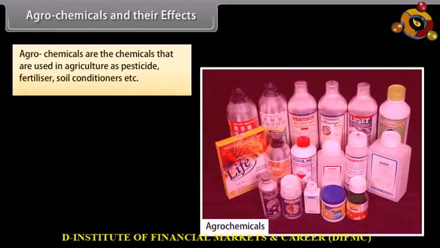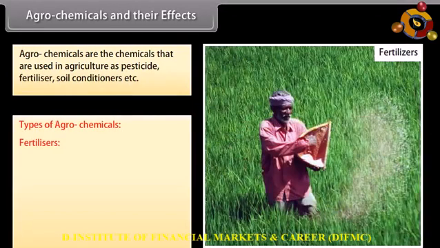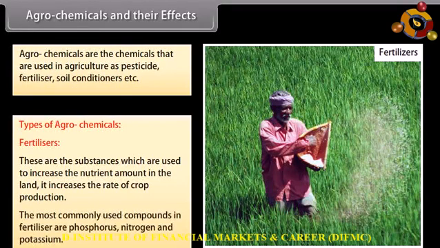Agrochemicals and their effects. Agrochemicals are the chemicals that are used in agriculture as pesticides, fertilizers, soil conditioners, etc. Types of agrochemicals. Fertilizers. These are substances used to increase the nutrient amount in the land. It increases the rate of crop production. The most commonly used compounds in fertilizer are phosphorus, nitrogen and potassium.